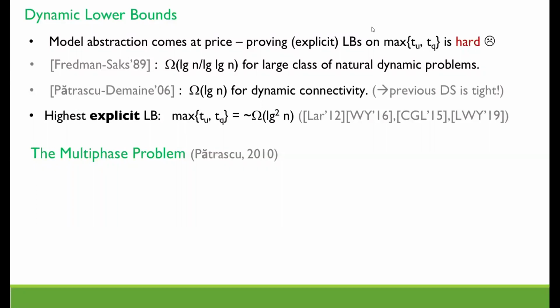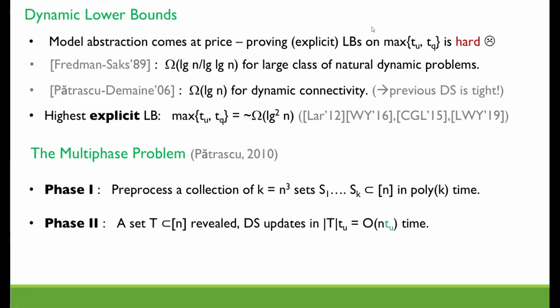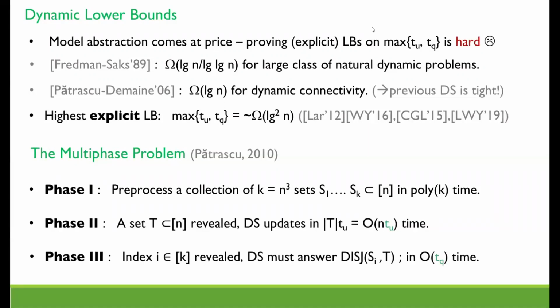In an attempt to circumvent this limitation of techniques, Patrascu proposed the following online set disjointness problem as a candidate. In phase one, you're given k sets and you are allowed to pre-process them. And in phase two, a set T is revealed and the data structure updates using TU time. And finally, in phase three, an index i is revealed and the data structure must answer whether Si and T are disjoint or not in TQ time.